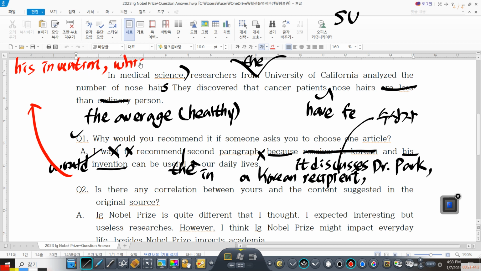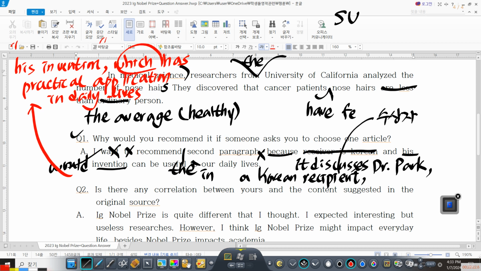Comma, which has practical implications. What does implication means? Applications, I'm sorry. Practical applications in daily lives. All right? This is only my suggestion. So in his inventions, 선행사, at which 관계대명사 has practical applications in daily lives. Good.